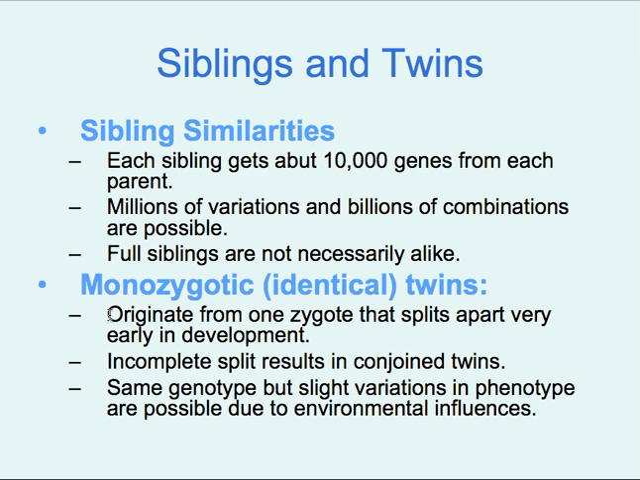Now, of course, sometimes that zygote doesn't split completely, and this results in conjoined twins, or sometimes called Siamese twins. They have the same genotype, but slight variations in phenotype are possible, once again, due to environmental influences. Okay, and that would be an individual's phenotype. So their genotype might be the exact same, but their phenotype might be a little bit different because of the interaction of their genes with the environment.